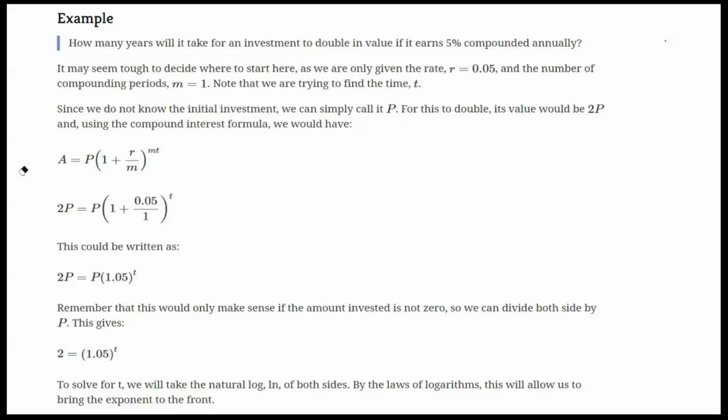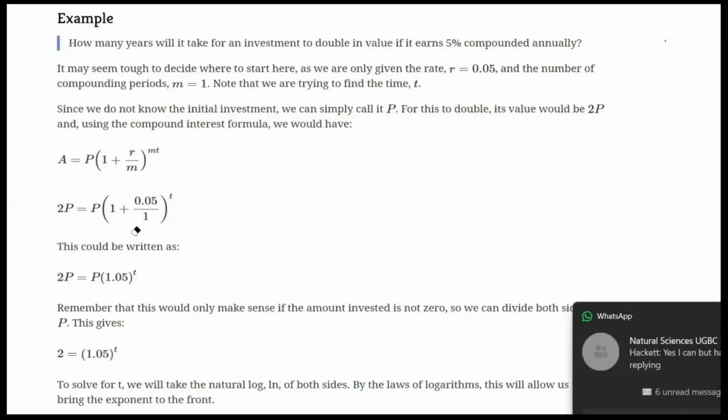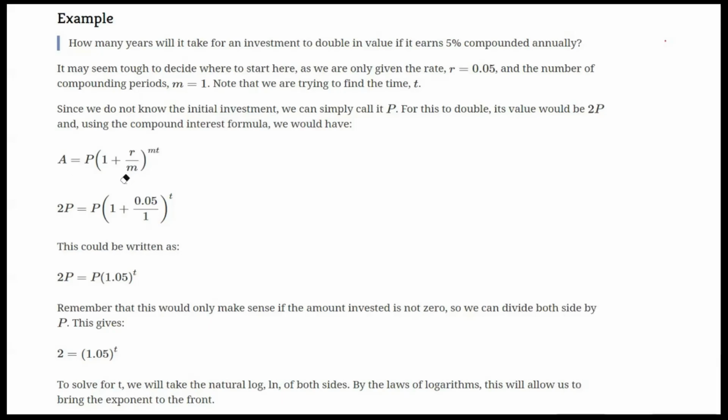So we have the formula. You make an investment P. We don't know what it is. We just say any investment. All we know is the interest rate, right? And this one is compounded annually, right? So our formula is, well, M is 1. M is going to be 1, right?